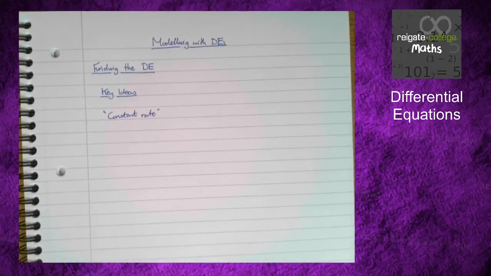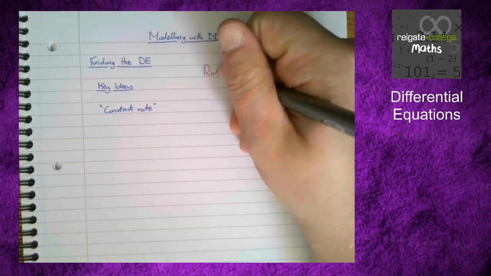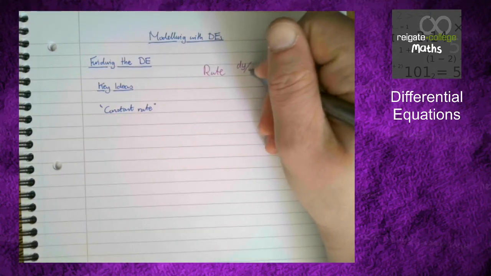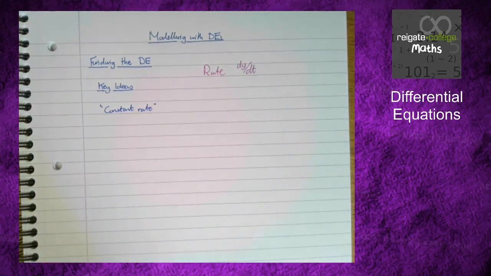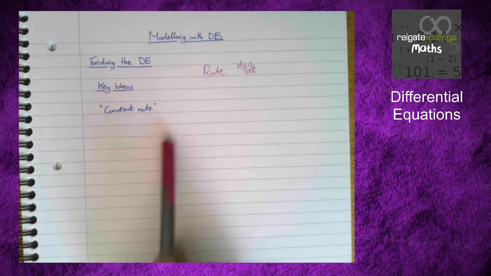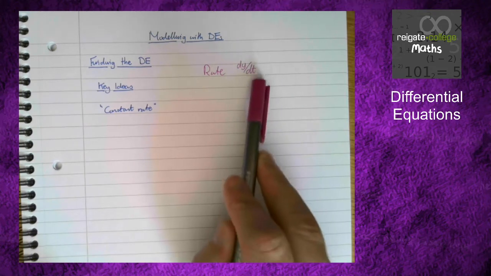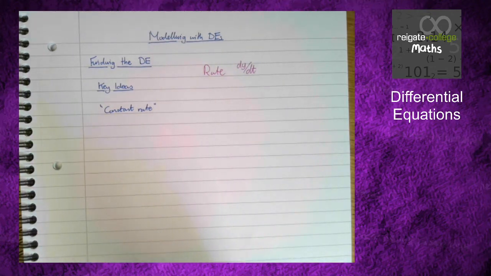So, the first key idea is it's often talking about rates. So a rate is often dy by dt, or rate of change of y, or population might be p. We're going to use y for the sake of going through some bits here. But because we're talking about rates, we're always going to have t in the denominator, where t is time.